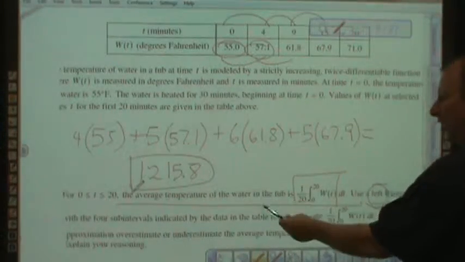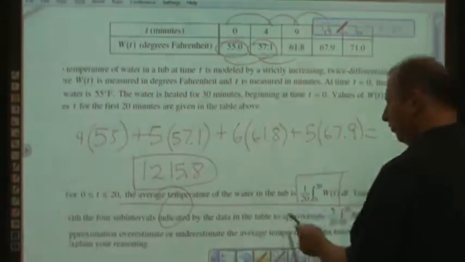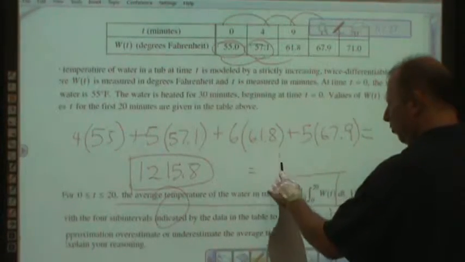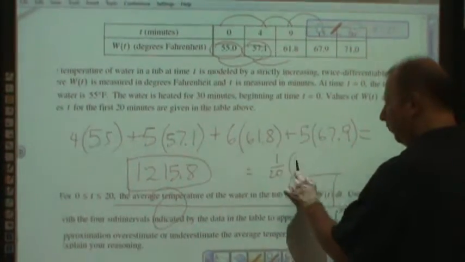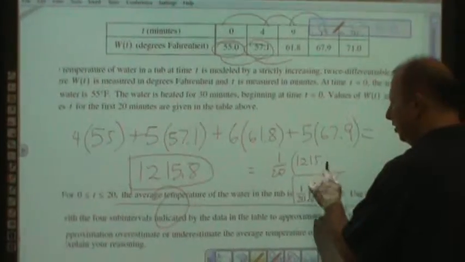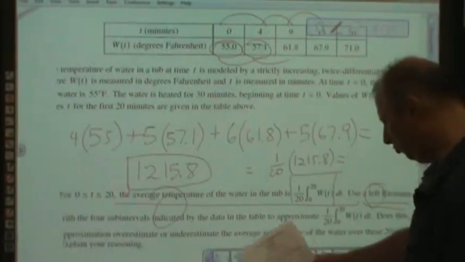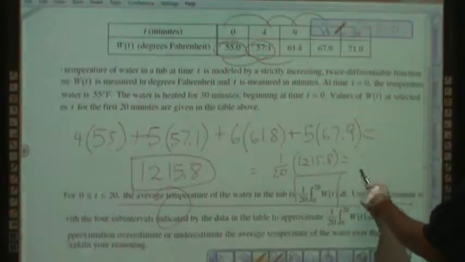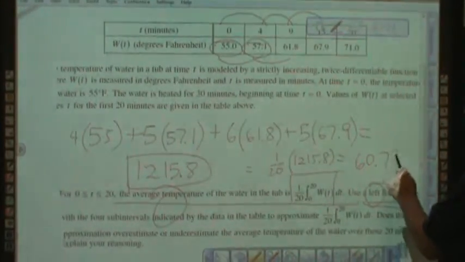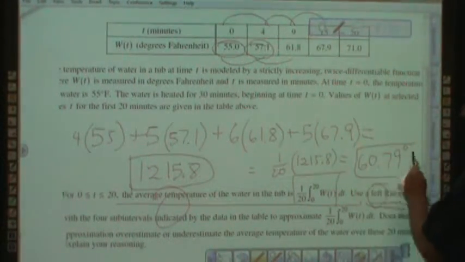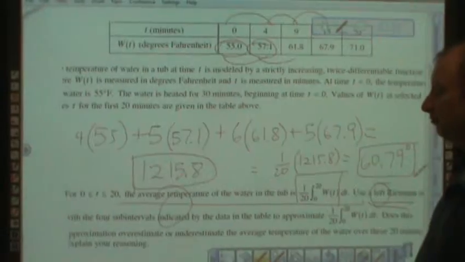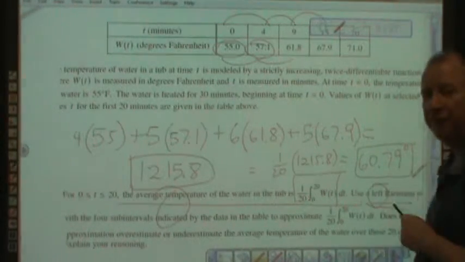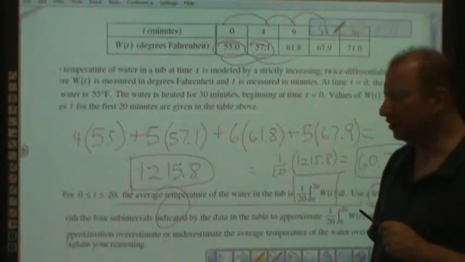Now it asks for the average temperature of the water. The average temperature of the water is 1 over 20 of 1215.8, which happens to be 60.79 degrees. And that's it. What the point value is for each question, I have no idea.